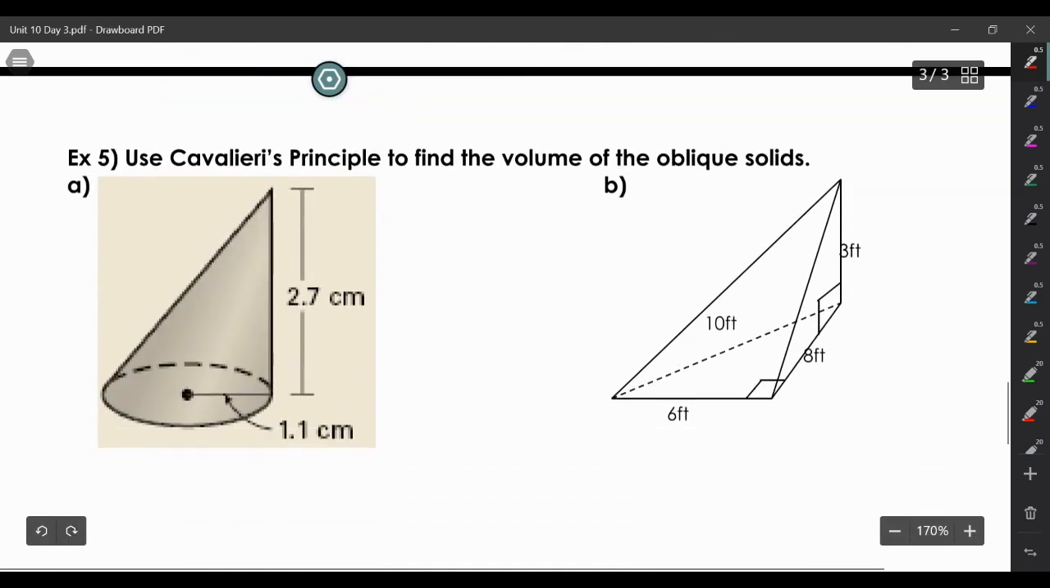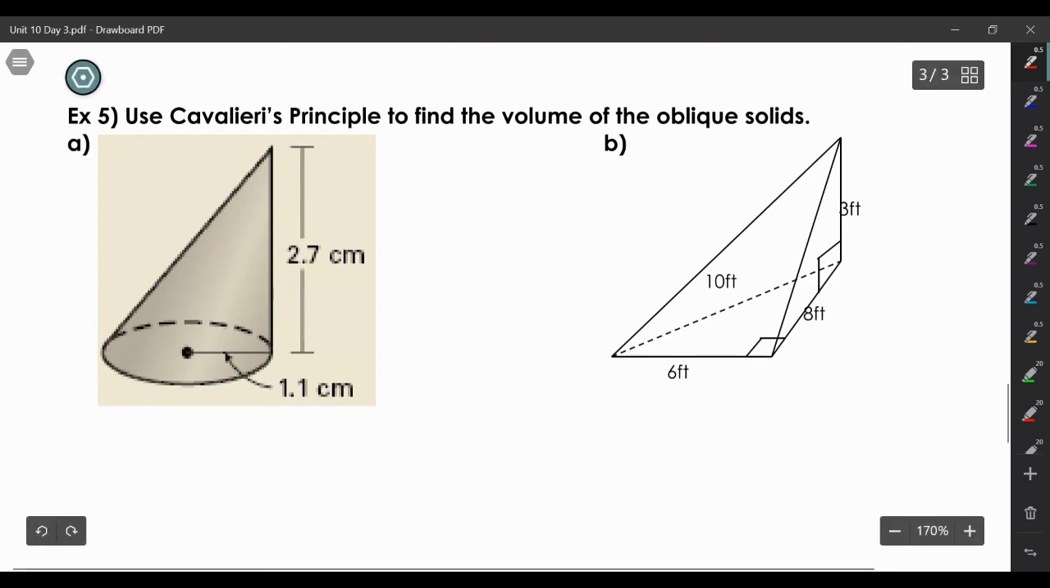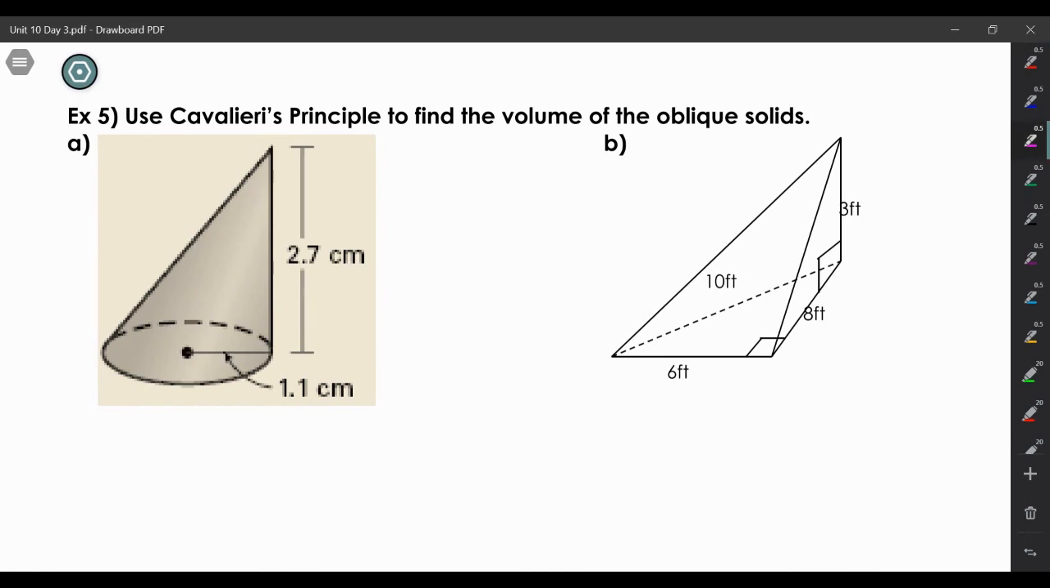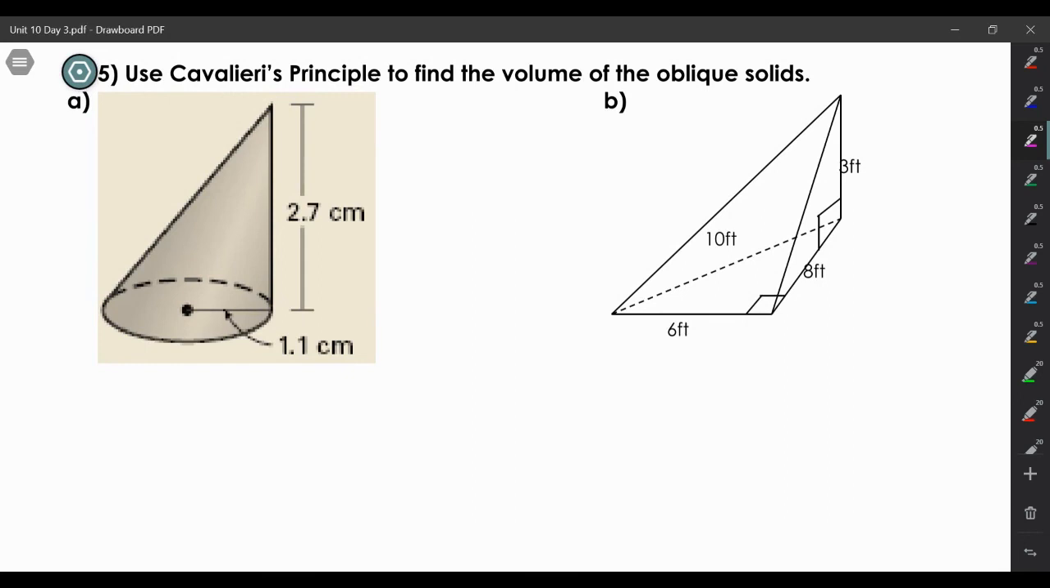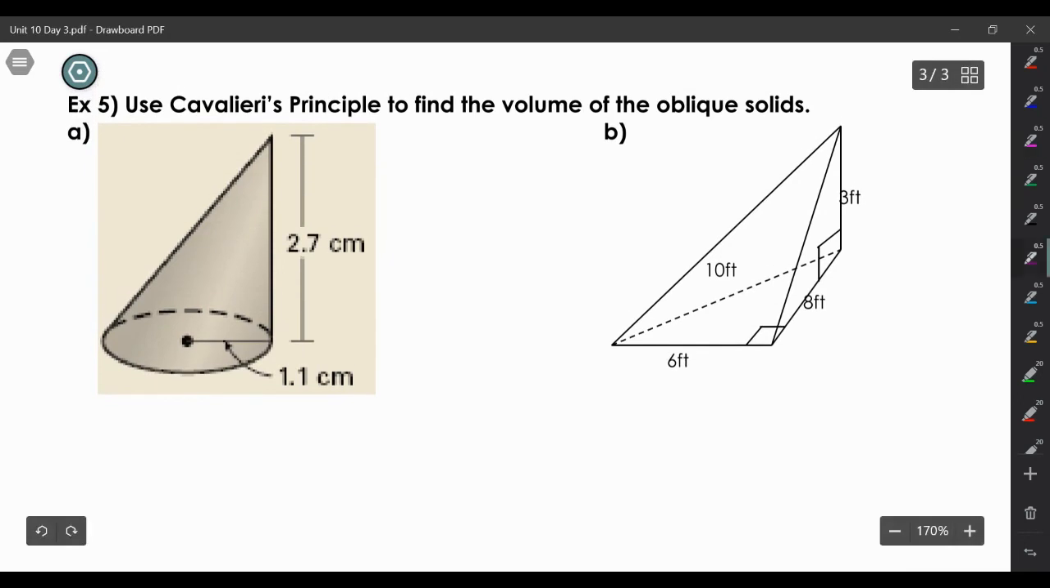All right, example number 5 uses Cavalieri's principle. Remember, all that tells us is that these oblique solids, or those oblique shapes, we treat them as if they were right shapes. So it doesn't matter that this cone is not perfectly shaped as you would think of an ice cream cone. We still use the same formula. And with B, the same idea. Just because this is slanted does not mean you treat it any differently.